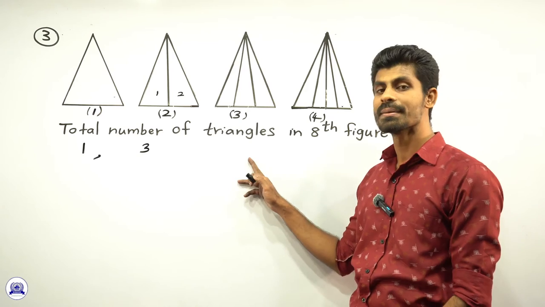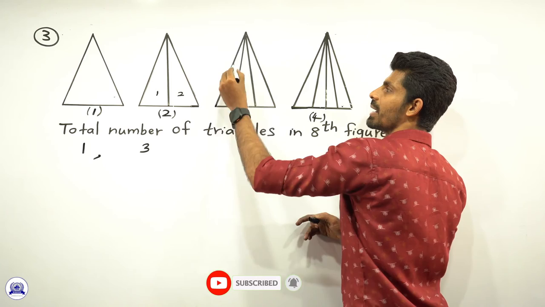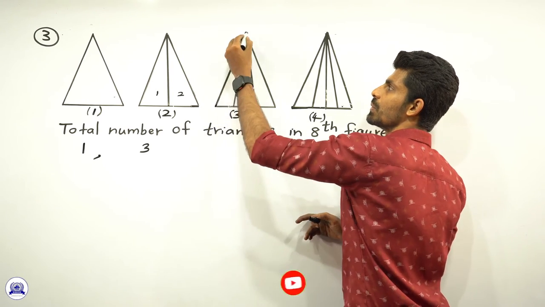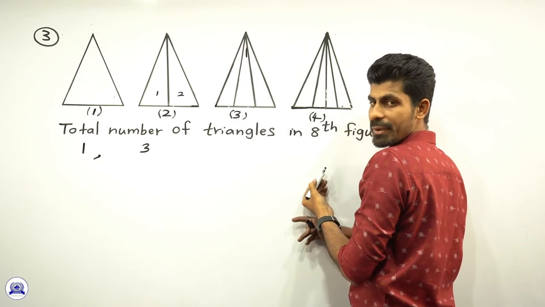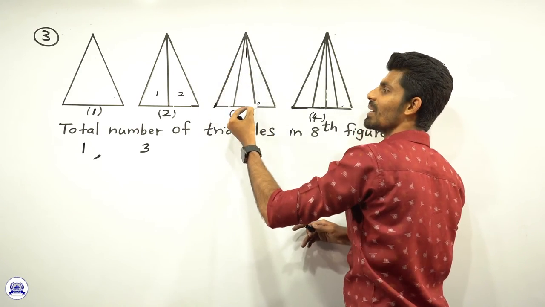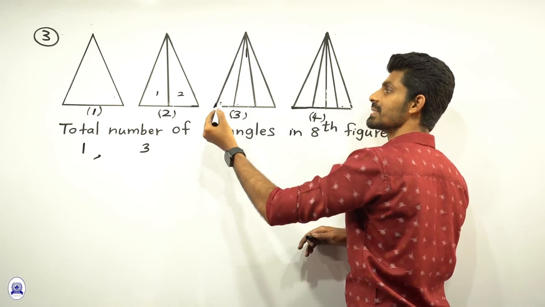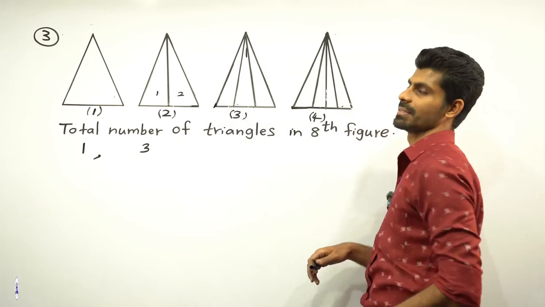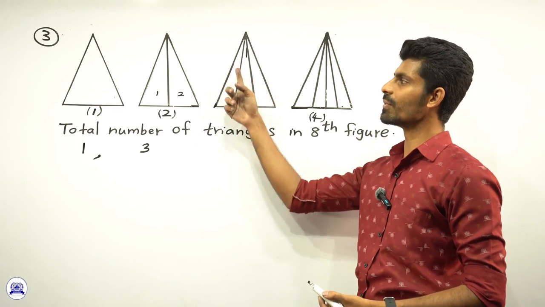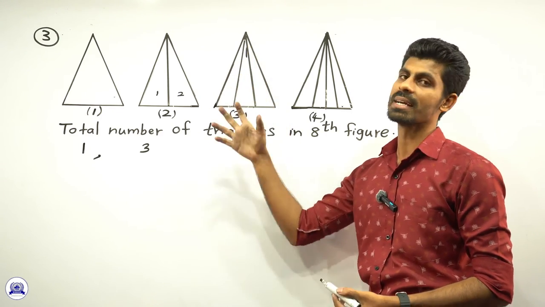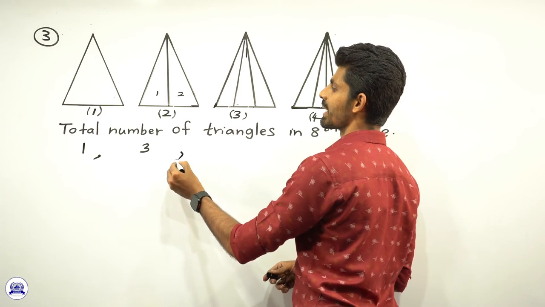How many triangles are there? One, right? Look at this one. One, two, three triangles, four, five triangles, six. How many triangles are there? 6 triangles. 1, 2, 3, 4, 5, and 6. 6 triangles are there.